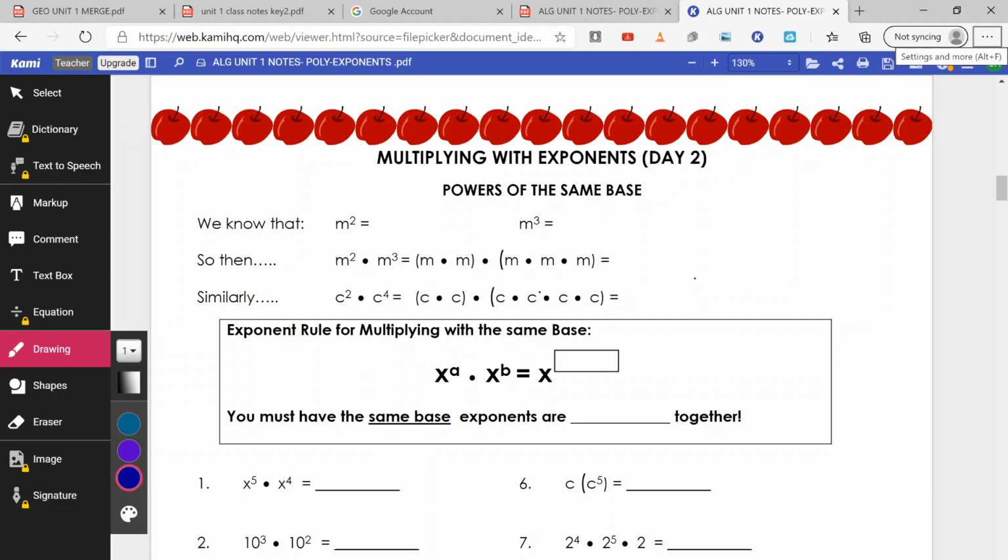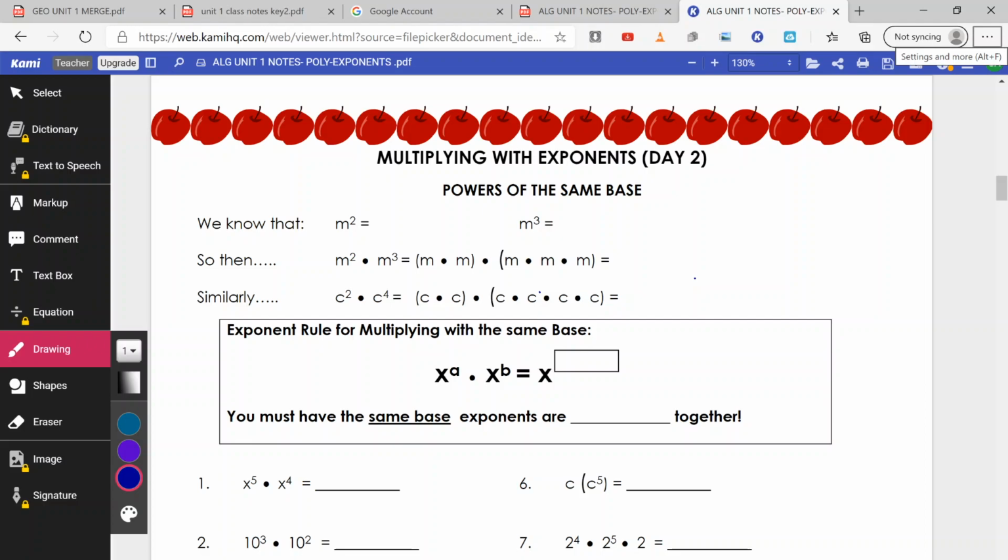After we add and subtract like terms, polynomials, we move on to multiplying with exponents. So this is the second day. So how do we multiply polynomials that have exponents? Well, we're going to start off with looking at a couple of examples here.